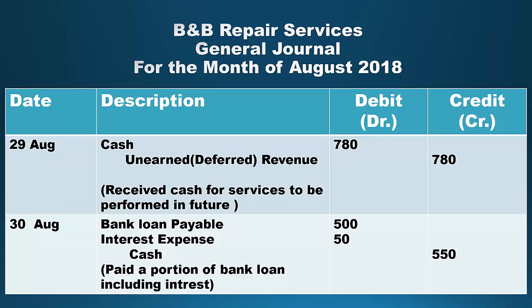Step 3. How do we record it? To record this, we debit bank loan payable for $500 to reduce the loan balance. Debit interest expense for $50 to reflect the borrowing cost. Credit cash for $550 to show the payment. The narrative for this entry is paid a portion of the bank loan including interest.